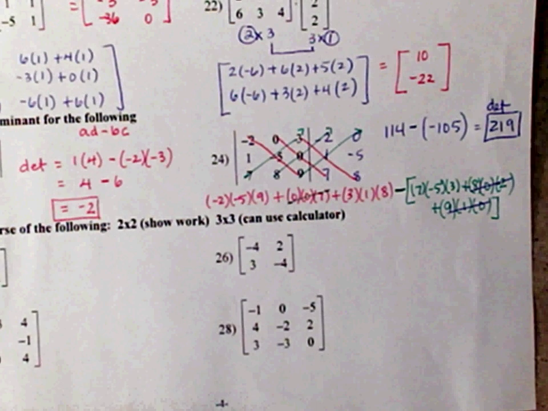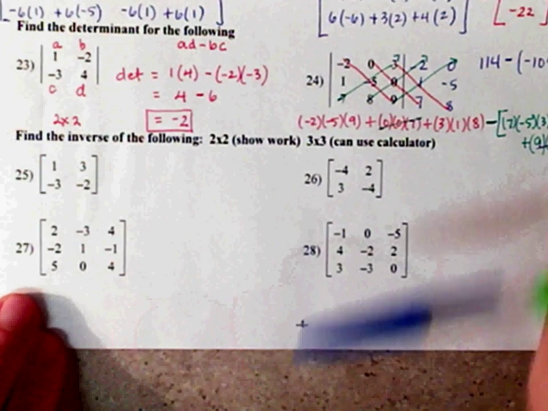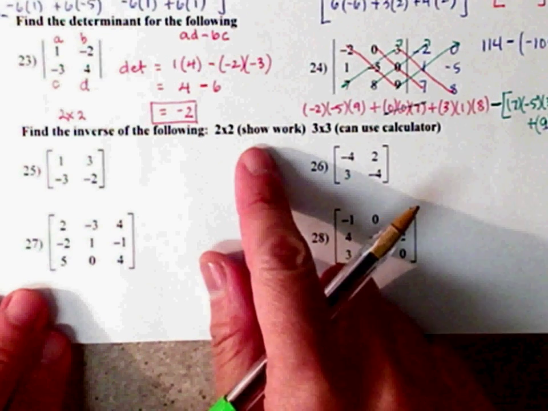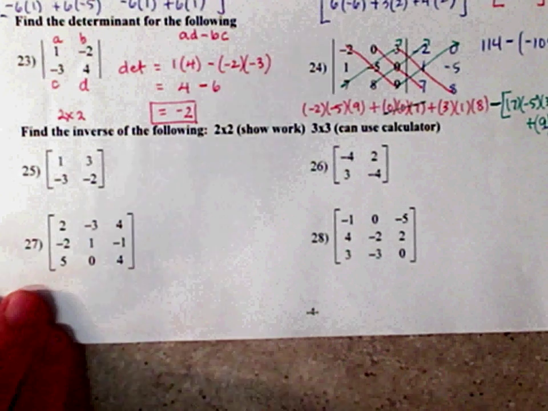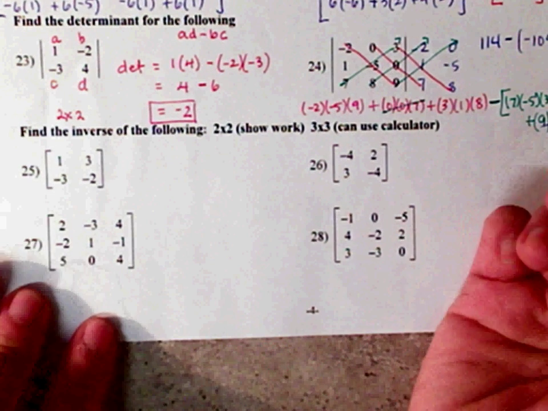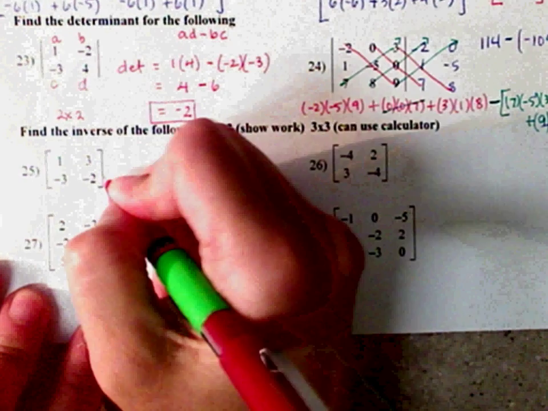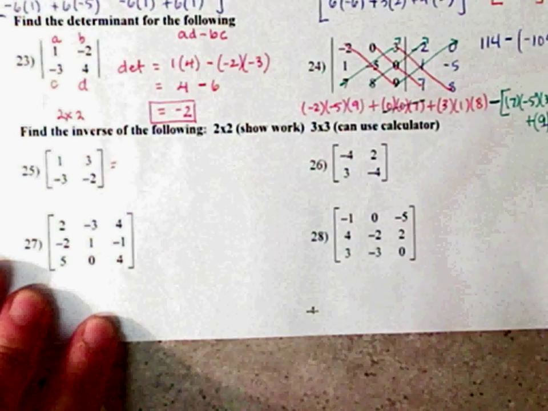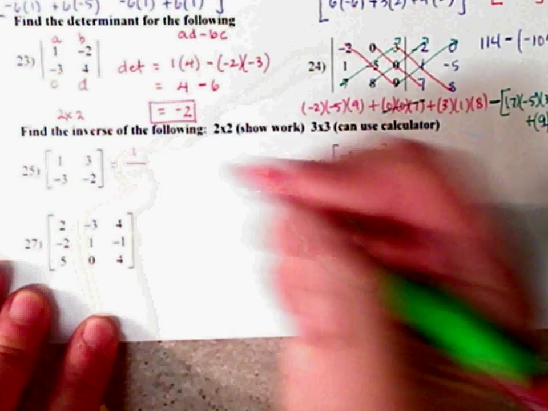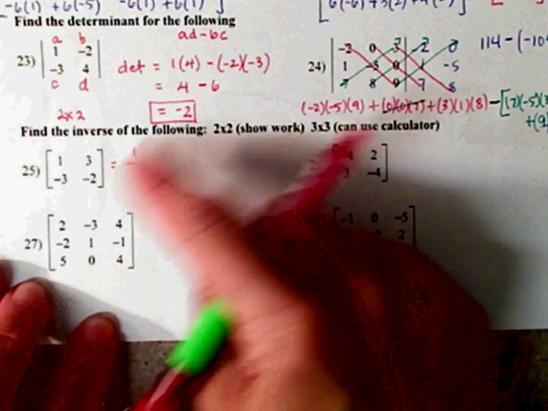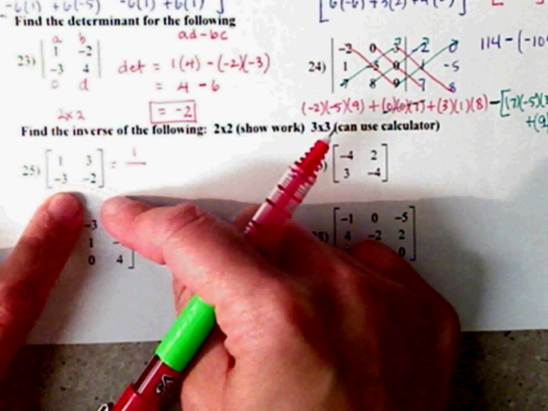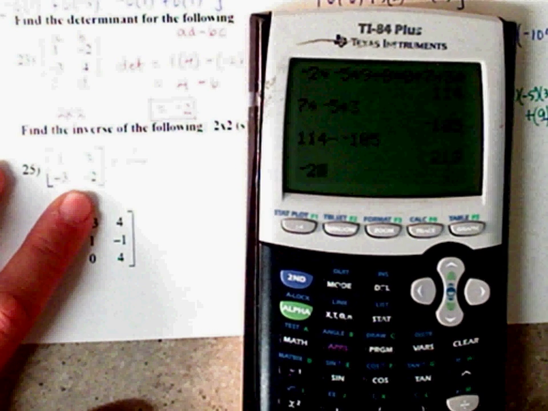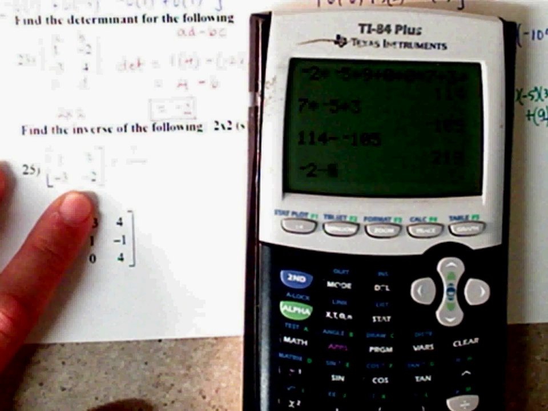Alright, on number 25 to 28, it says find the inverse of the following. For a 2 by 2, you must show your work. For a 3 by 3, you can use a calculator. Okay, so to find your inverse, what you want to do is you want to find your determinant first. So you're going to take 1 over your determinant. So I'm just going to go 1 times 2 is negative 2, okay? See it right there? So negative 2 minus negative 9, and that comes out to be 7.